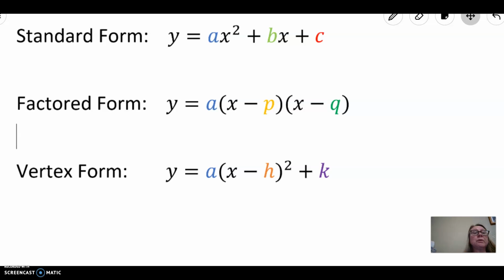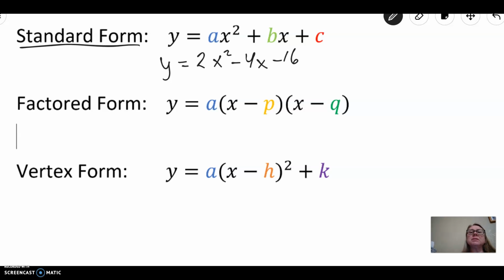Hello, algebra class. I just wanted to give you a bit of an overview of the quadratic forms we've been working with, and it might help with some of the lessons that you're working on. So first off is standard form. We've been working a lot with standard form. It's this one right here. An example of standard form might look like y equals 2x squared minus 4x minus 16.